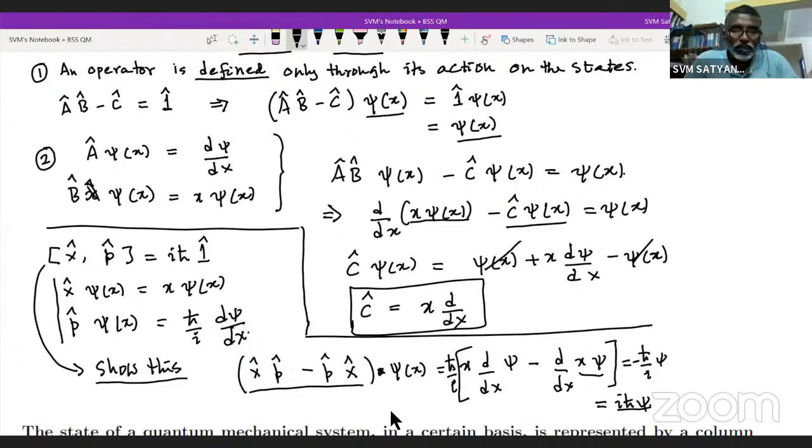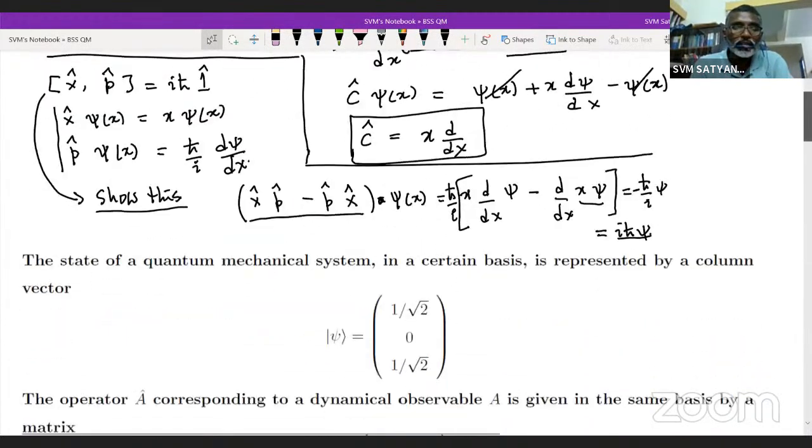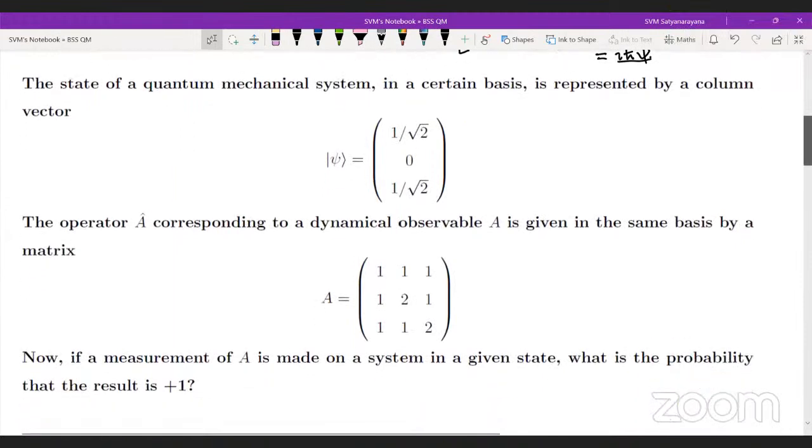Okay. So is this clear? Okay, if it is clear, now I want you to read the next problem.